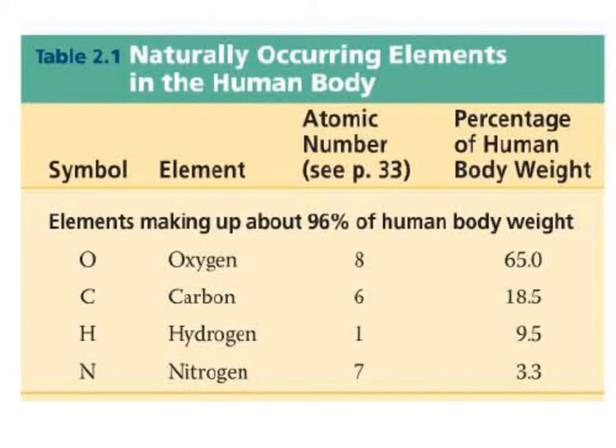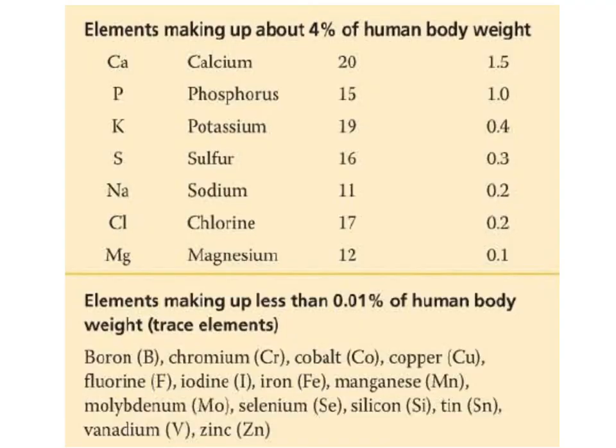Let's see the percentage of the elements in the human body. For example, let's look at oxygen. It's the most abundant element of the human body. You see the percentage. The most abundant is oxygen. Then the second one is carbon. Third, hydrogen, and the fourth, nitrogen. The 4% of human weight is composed of calcium, phosphorus, potassium, sulfur, sodium, chlorine, and magnesium.